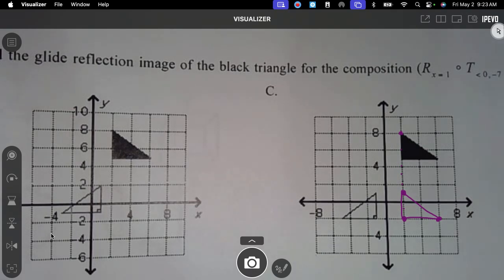Now, does it look like it has been reflected over x equals 1? Where is the line x equals 1? We move that y-axis over 1. Right here. That's the line x equals 1 because we're counting by twos. So does it look like it's evenly flipped over that green line? No. If it was, it would be right here.